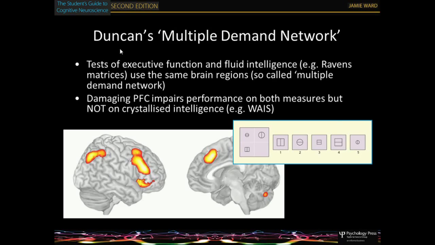So Duncan refers to it as the multiple demand network. What he means by this is that it's used in lots of intelligent behavior. But if you damage your frontal lobes, you become poor on this kind of test of intelligence, but not what's called crystallized intelligence. That's things like cultural knowledge, who wrote Shakespeare, doing maths, for instance. These block design problems are often not affected by damage to the frontal lobe. So only some measures of intelligence, not others.